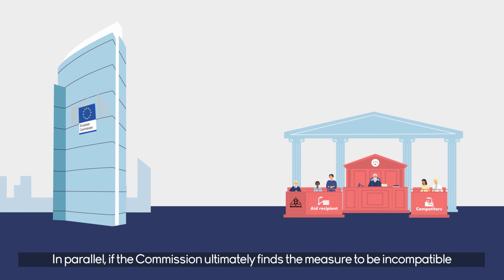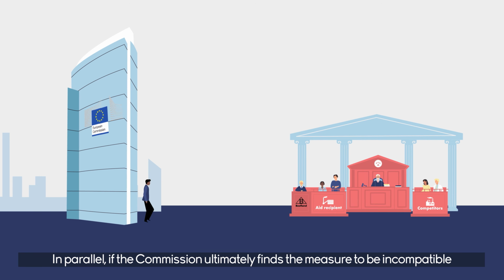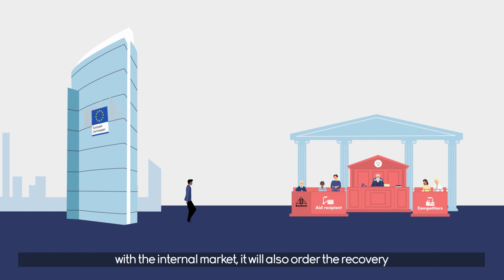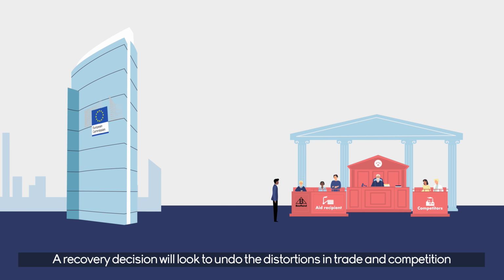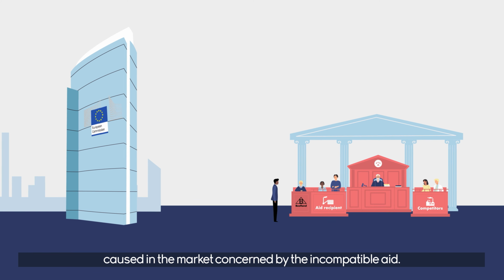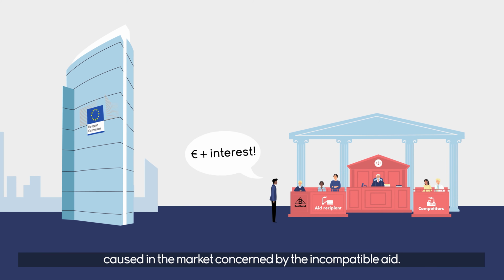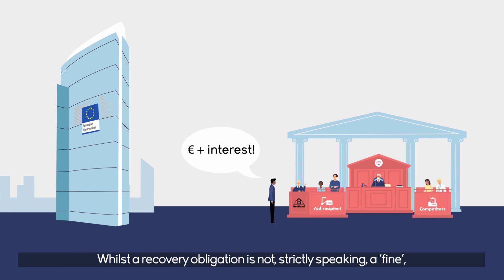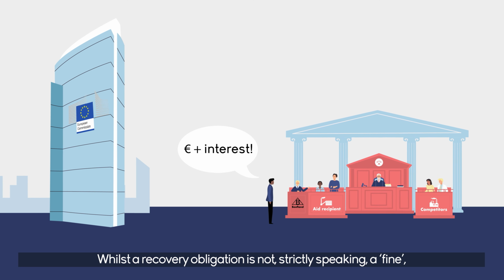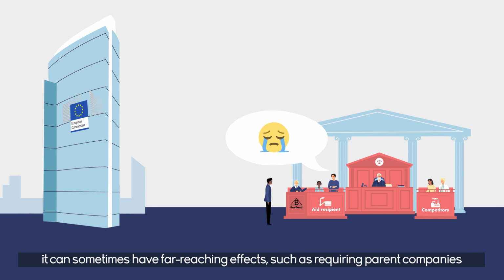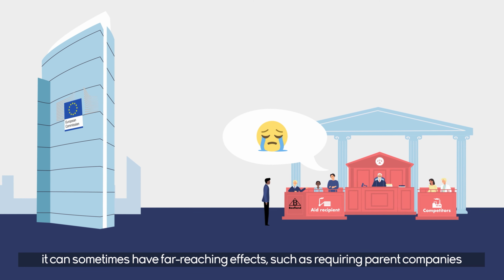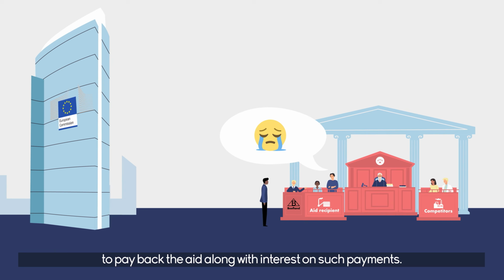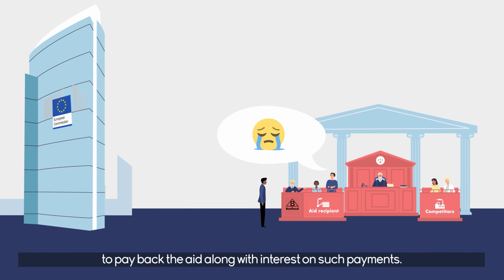In parallel, if the Commission ultimately finds the measure to be incompatible with the internal market, it will also order the recovery of the measure if it has not already been recovered. A recovery decision will look to undo the distortions in trade and competition caused in the market concerned by the incompatible aid. Whilst a recovery obligation is not, strictly speaking, a fine, it can sometimes have far-reaching effects, such as requiring parent companies that have acquired the aided company to pay back the aid along with interest on such payments.